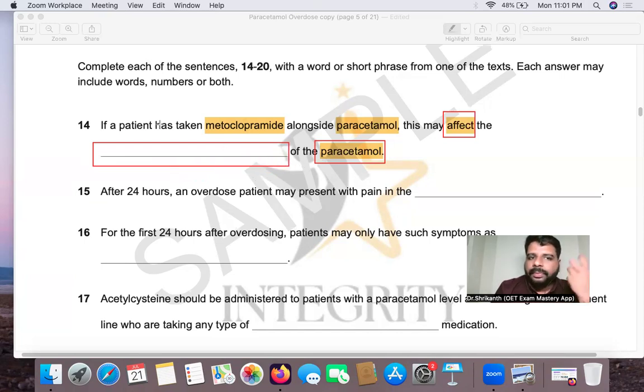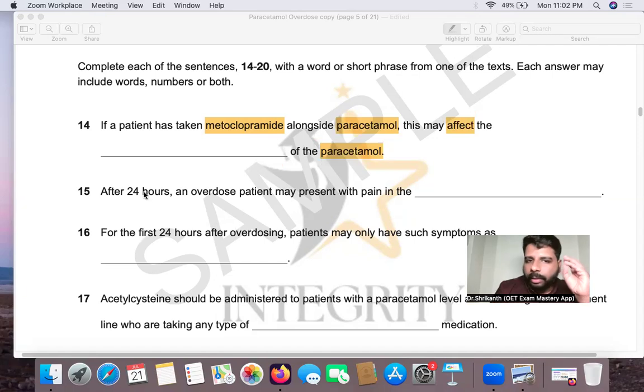So what is the question asking you? If a patient has taken metoclopramide with paracetamol, so the patient has taken a combination of paracetamol and metoclopramide, there is a drug interaction. And because of this drug interaction, something of the paracetamol drug will become affected. What becomes affected? That is what you need to find. Now you have to retain this information in your memory. Comprehension you have done. Now you have to register this information in your memory.